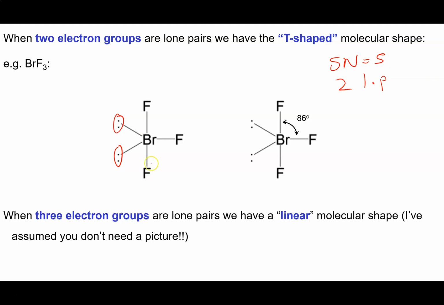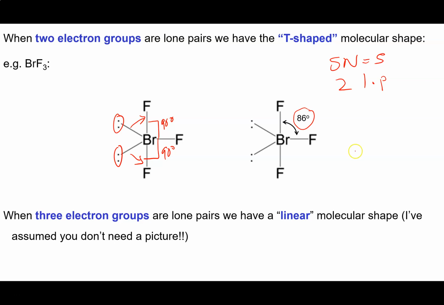All of our bond angles here, in an ideal world, would be 90 degrees. Now, what we have to keep in mind is that these guys are extra repulsive, so they push stuff away from them, and so the net result is that these bond angles aren't 90 degrees, they're a little less, closer to 86 degrees.